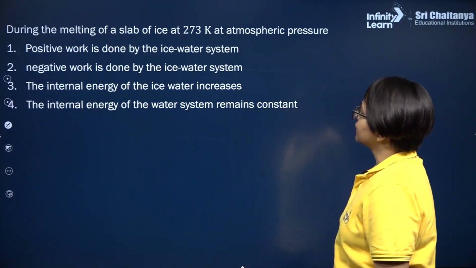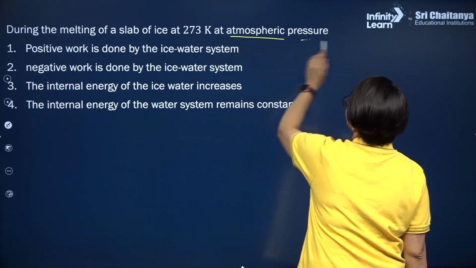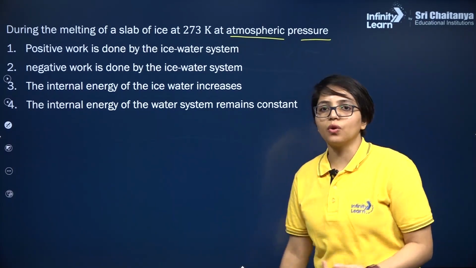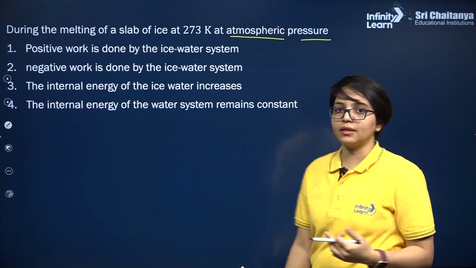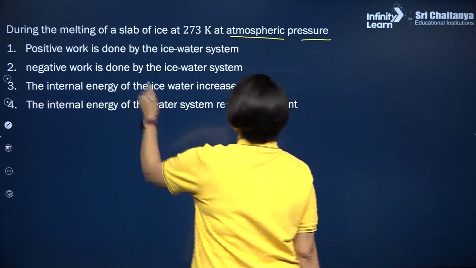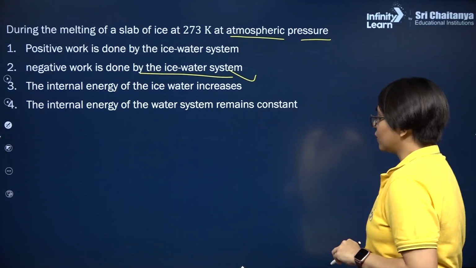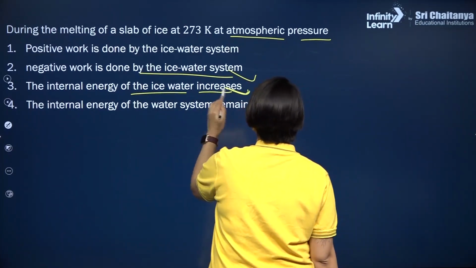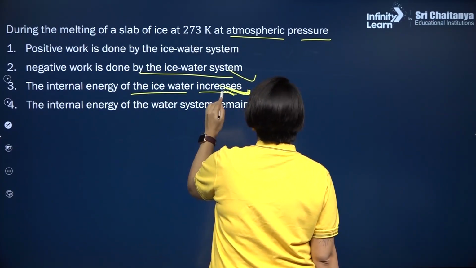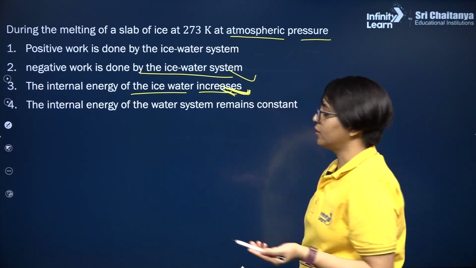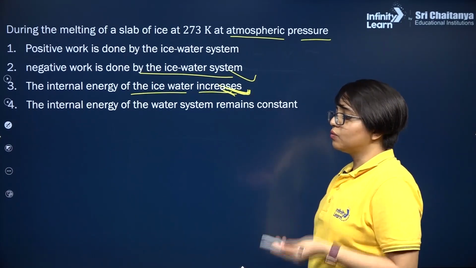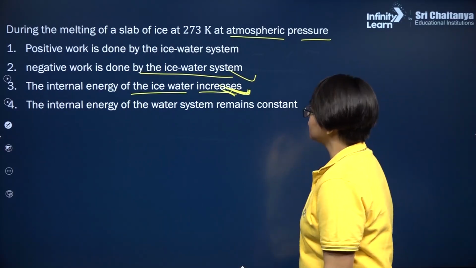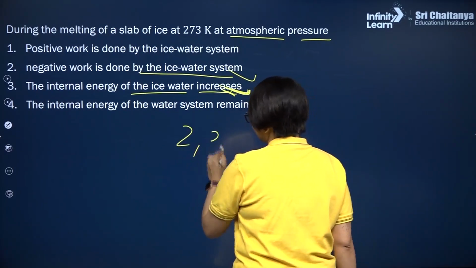Next is, during the melting of a slab of ice at 273 Kelvin at atmospheric pressure, positive work is done by the ice water system. As ice converts into water, what happens? Volume decreases, right. So, negative work is done by the ice water system. The internal energy of the ice water system increases, right, because on slight increase in temperature, the ice will start melting into water at constant temperature of 0 degree Celsius. So, the internal energy of the ice water increases. So, correct answers are 2 and 3.